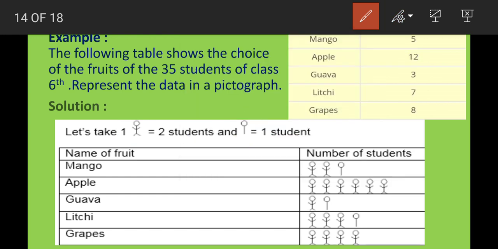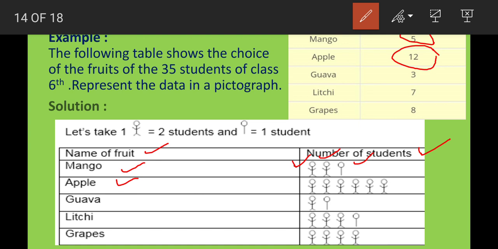Clear all? Now you have to draw a table in which you write the name of fruits and the number of students in picture form. Mango, we know, is preferred by 5 students. So we have to draw two complete pictures, 2 plus 2 is 4, and 1 half, so 2 plus 2 is 4 plus 1 is 5. Clear?